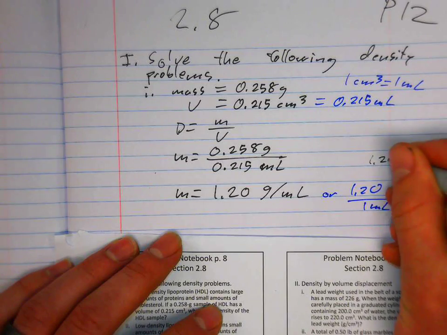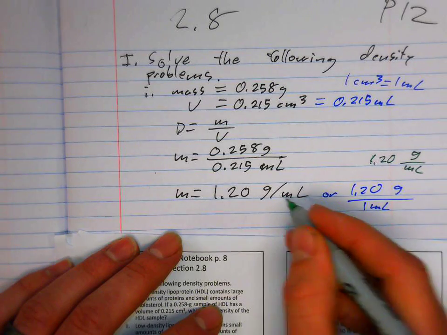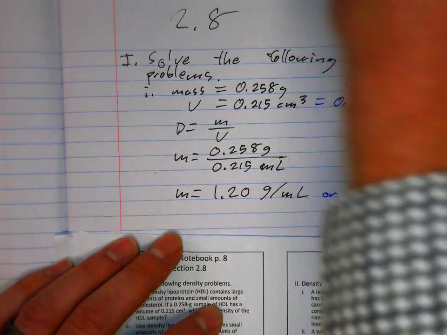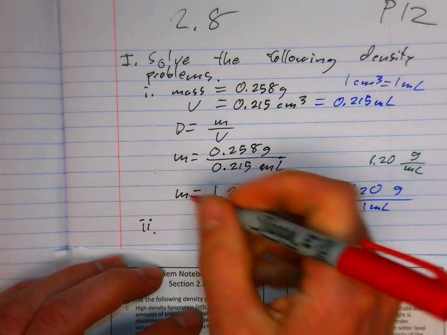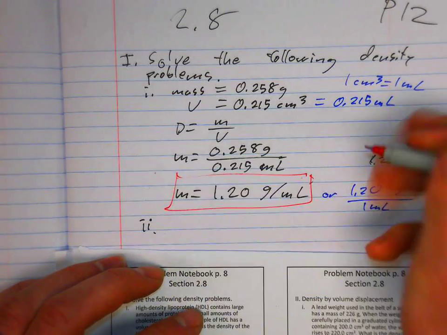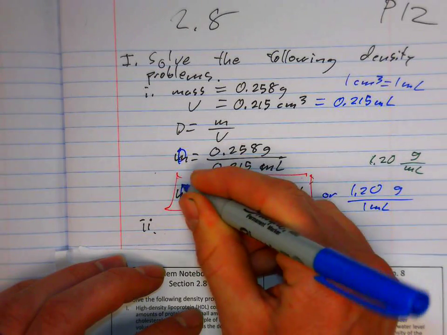1.20 grams per milliliter. Those all mean the same thing. The slanted line, or written like this, or written like this, it all means the same thing. We can put our answer in a box as well. You know, I made a mistake. Switch D to M. These should all say D. So density.